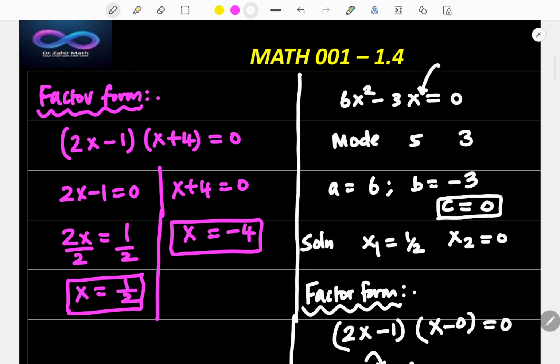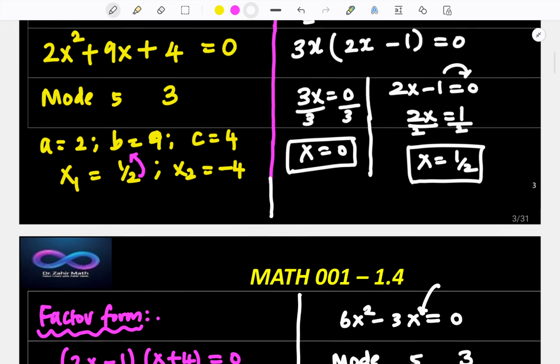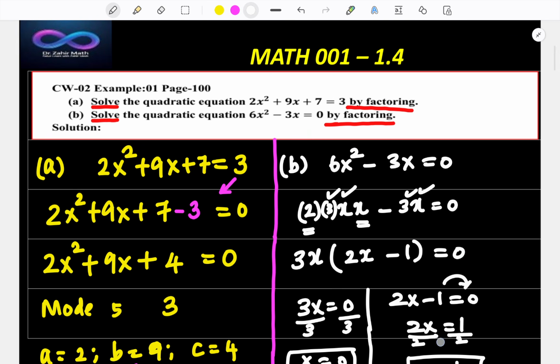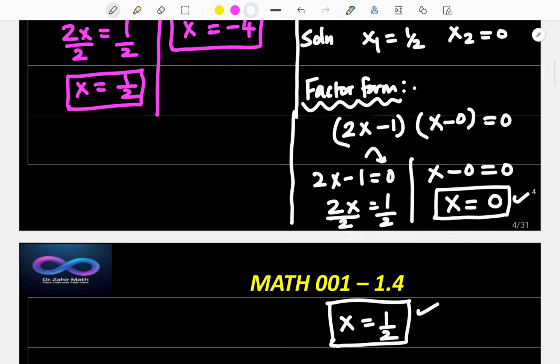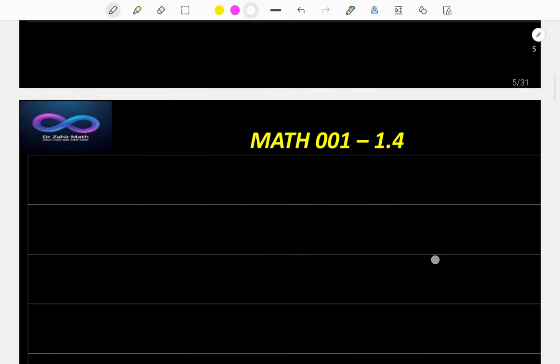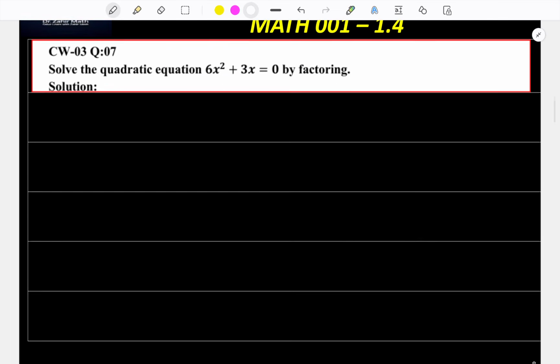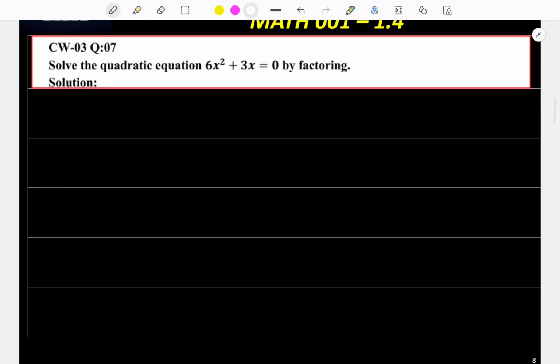So make sure which method is easy for you. You can take this method or you can take this method also. Common factor or using calculator. This is up to you. Okay, right. Let's go to the next question. The next question is: solve the quadratic equation 6x square plus 3x equal to 0 by factoring.